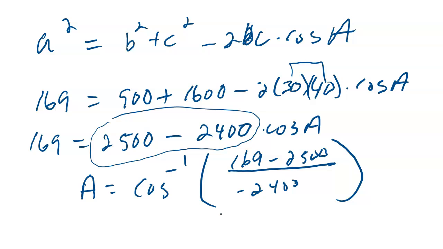169 minus 2500, and this is all divided by negative 2400. I don't know why I haven't written a formula, but no big deal. 13.8, and that's what they have. So good job. Yay, on to the next one.